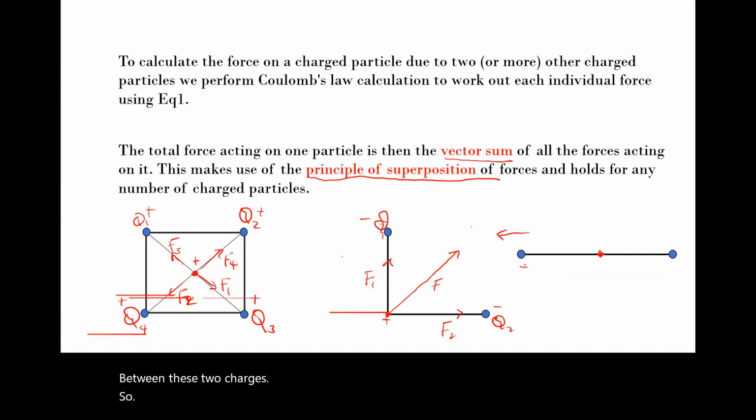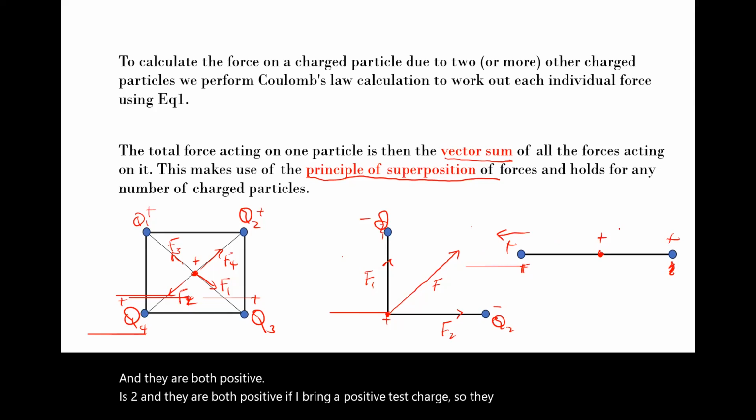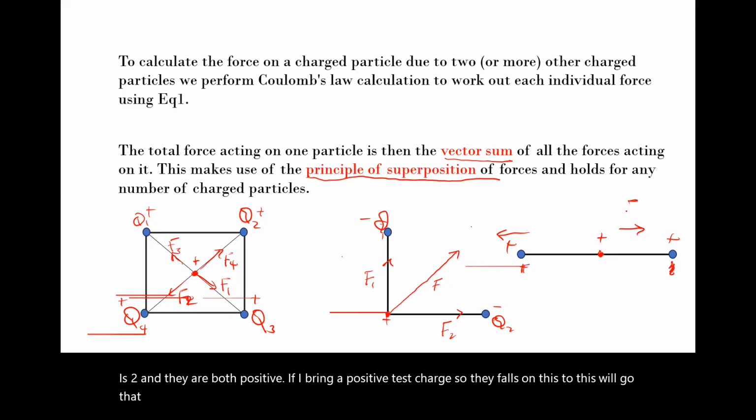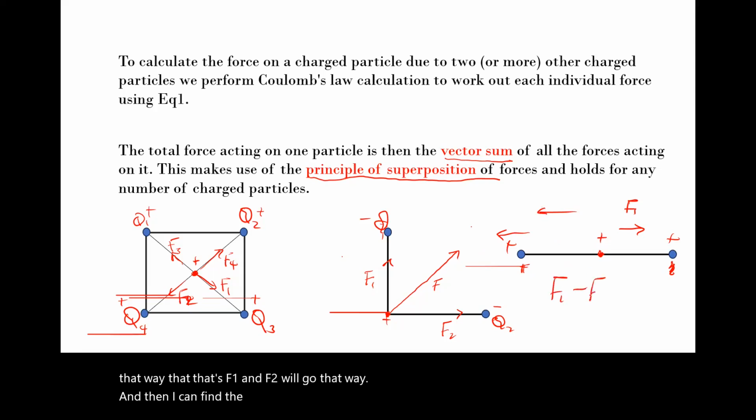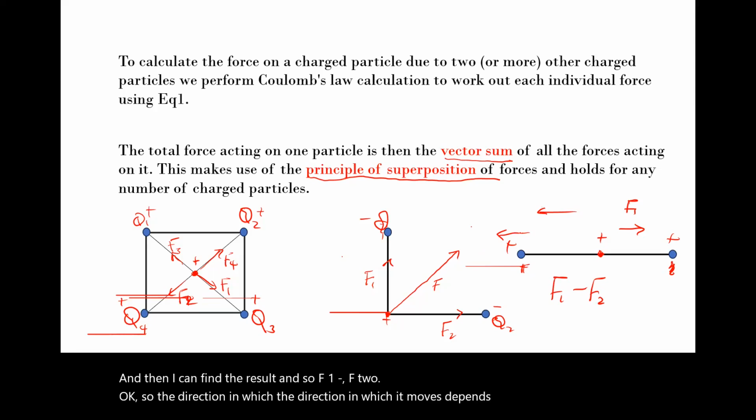Let's say this is charge 1 and this is charge 2, and they are both positive. If I bring a positive test charge, the force on it due to this one will go that way, that's F1, and F2 will go that way. Then I can find the resultant, F1 minus F2. So the direction in which it moves depends on which of the forces is bigger.